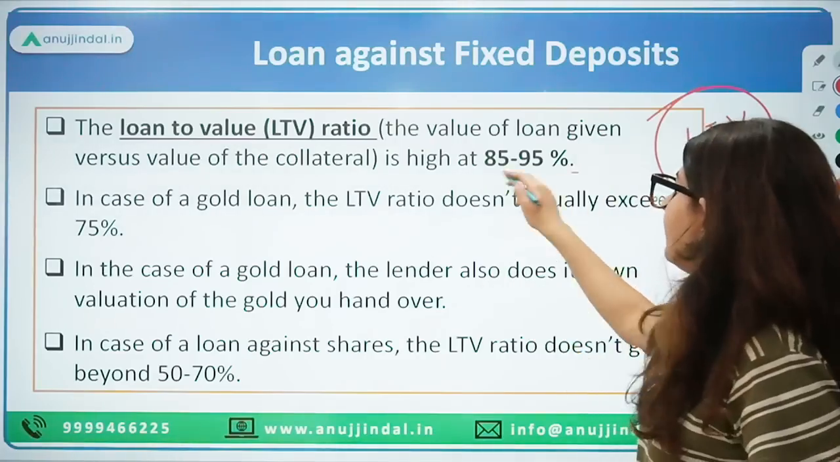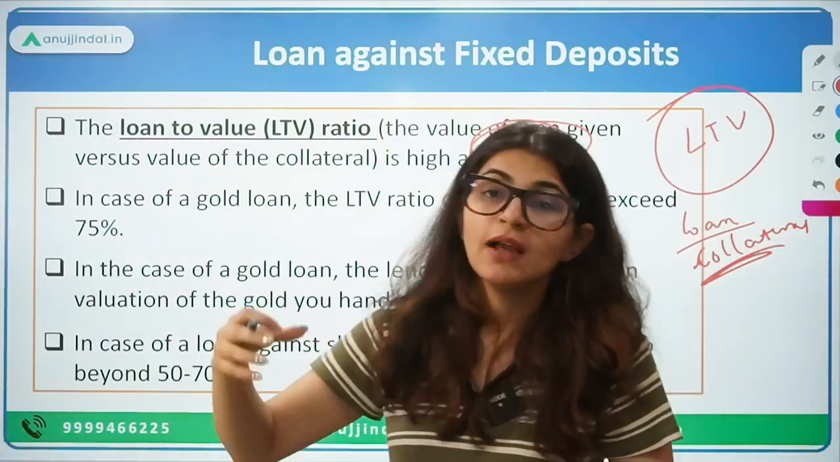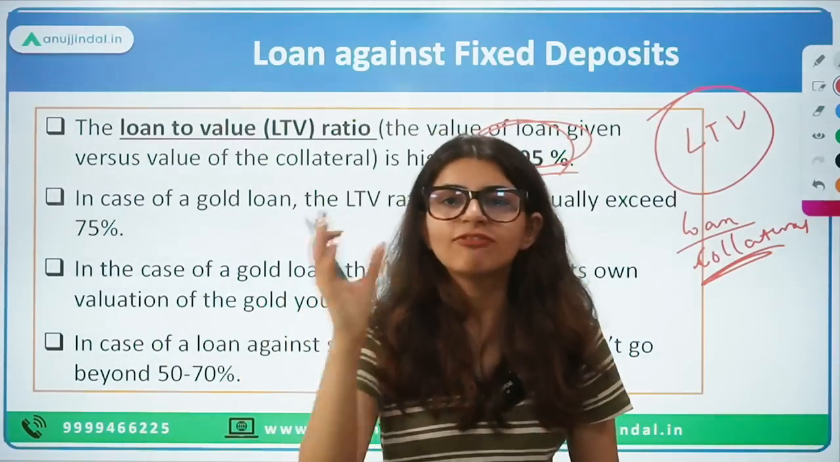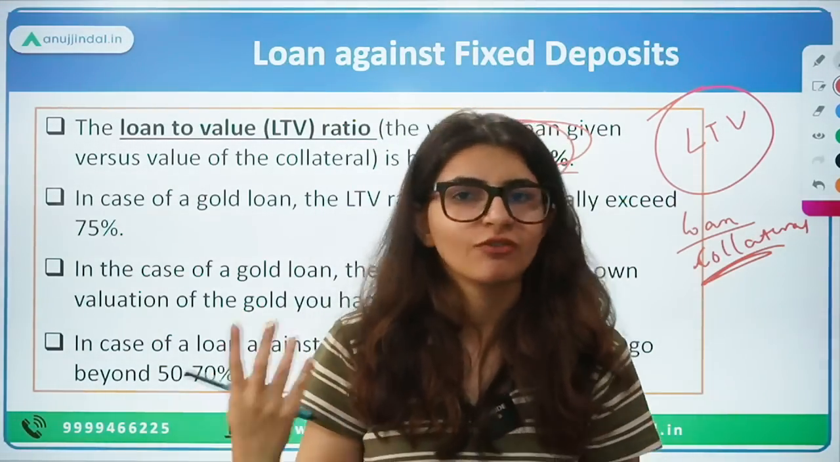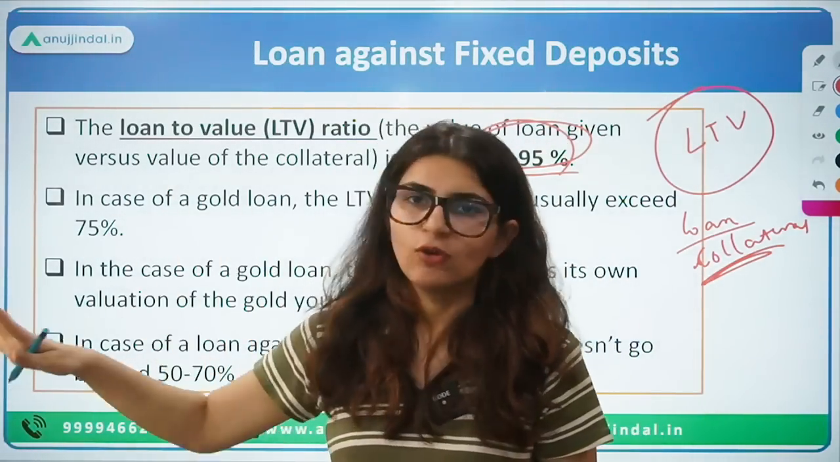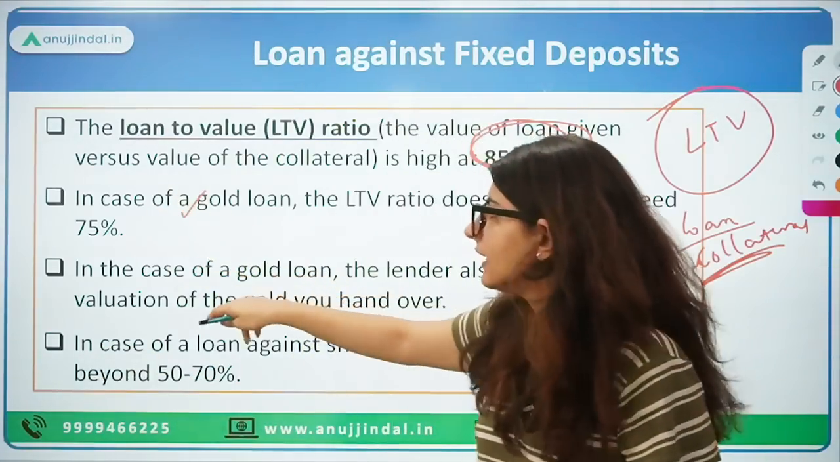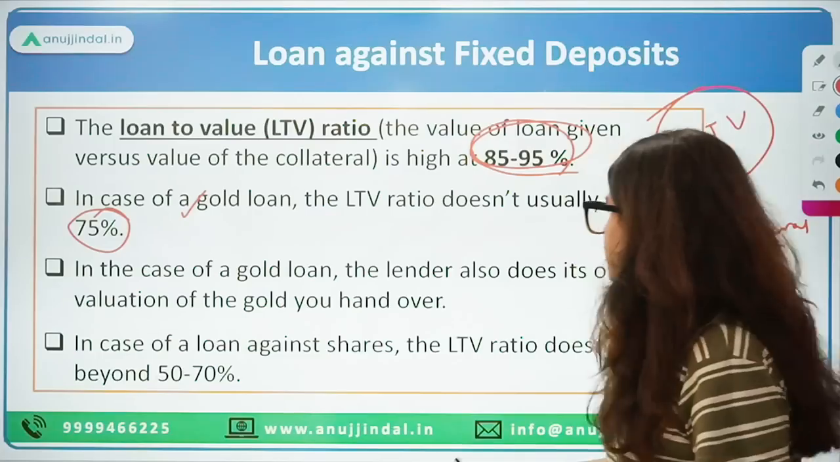So in this case, the LTV is 85% to 95%. Means aap apne FD amount ka 95% loan le sakte hain. Right, 85% to 95%, it depends on various banks, but generally bahut high hote hain. In case of gold wo kam hoti hai, let's say 75%.